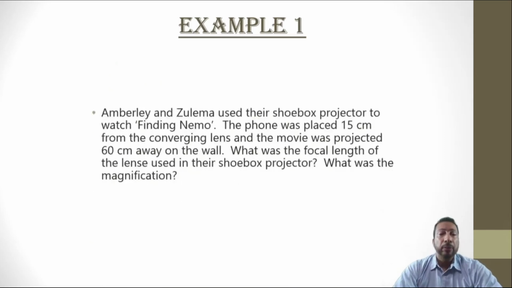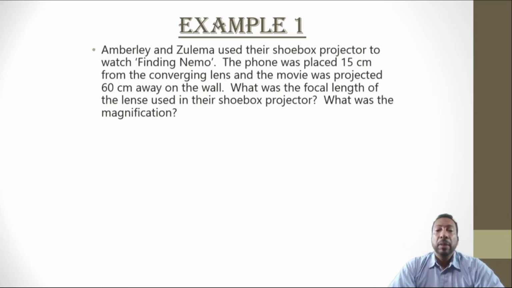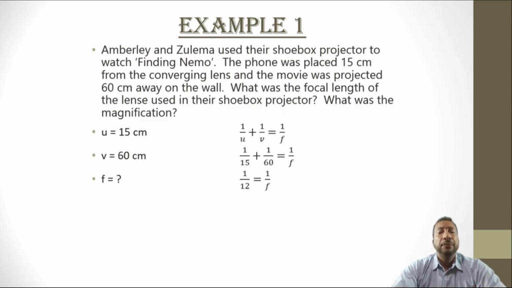Our first example. Let's say Amberly and Zulema used their shoebox projector to watch Finding Nemo. The phone was placed 15 centimeters from the converging lens and the movie was projected 60 centimeters away on the wall. What was the focal length of the lens used in their shoebox projector and what was the magnification? So we identify our givens. The object u is 15 centimeters, the image v is 60 centimeters. Using these pieces of information, we can calculate the focal length of the lens that was used.